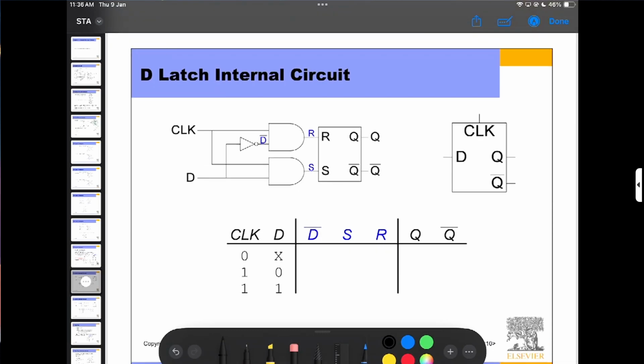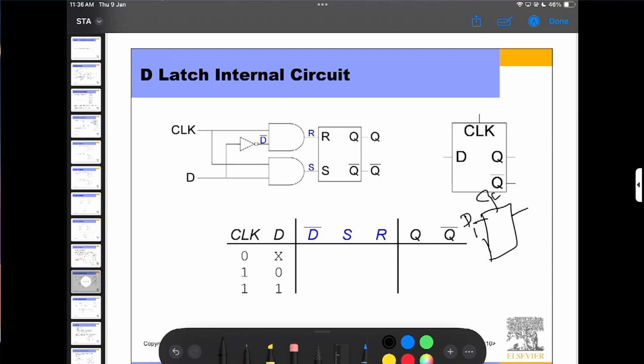So now, my D latch internal circuit. Before that, okay, explain the D latch internal circuit. Basically, a D latch is nothing but: here is D, here is clock.